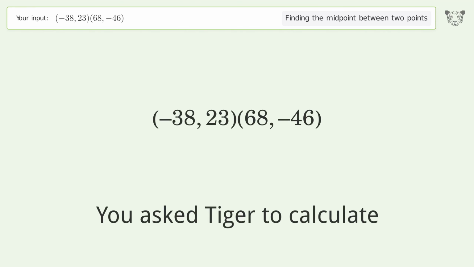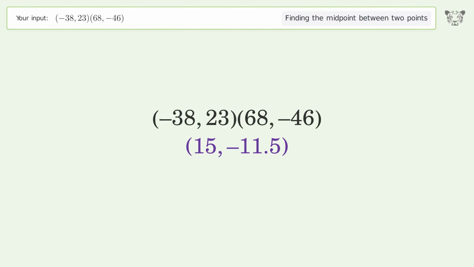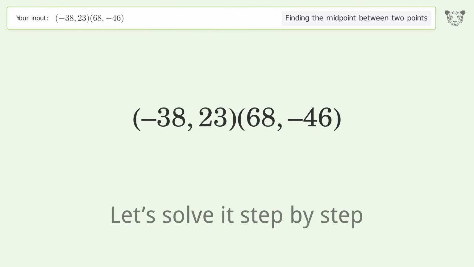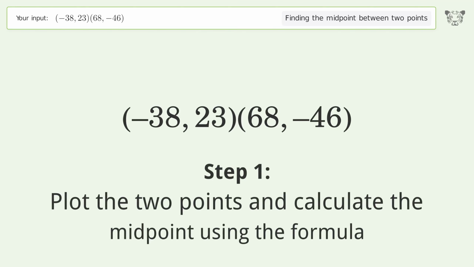You ask Tiger to calculate. This deals with finding the midpoint between 2 points. The midpoint between the 2 points is 15, negative 11.5. Let's solve it step by step. Plot the 2 points and calculate the midpoint using the formula.